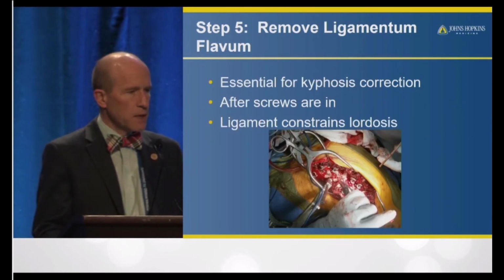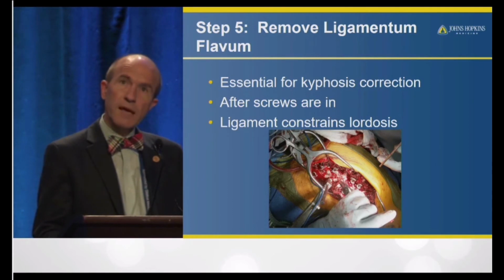And then finally, the ligamentum flavum resection is often done after the instrumentation is in, and this is important for kyphosis correction so you don't have infolding, and it's also important for scoliosis to get some lordosis in some of those cases.